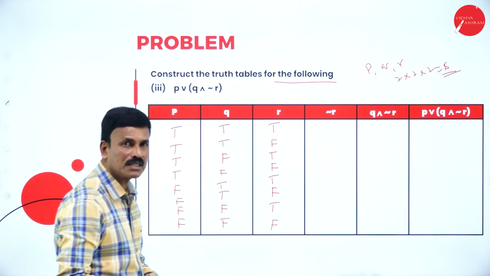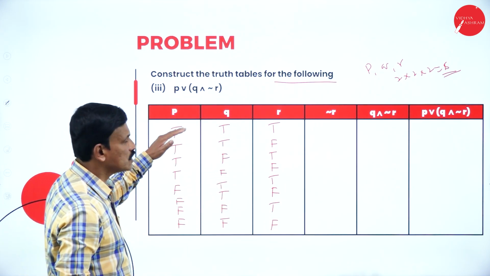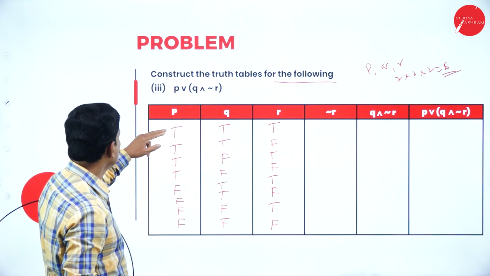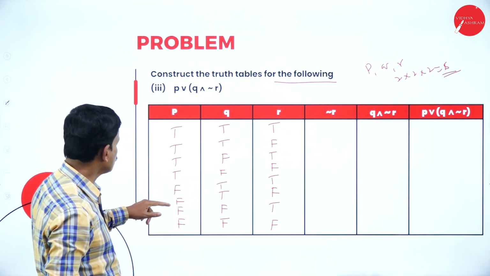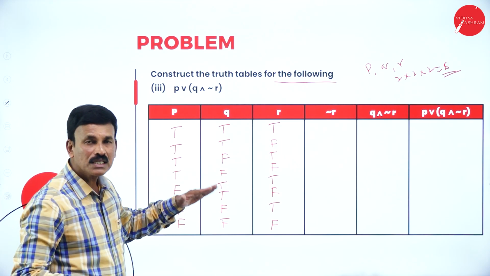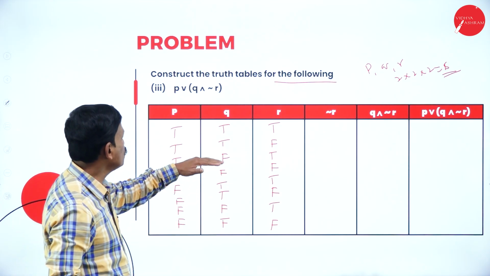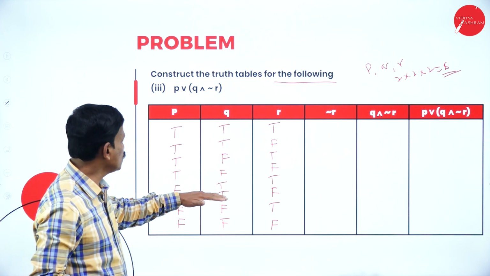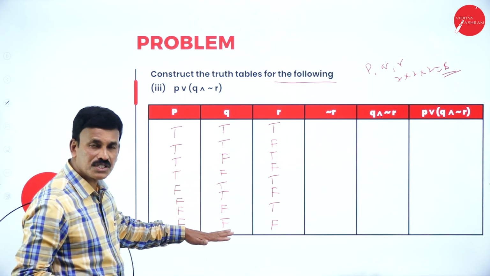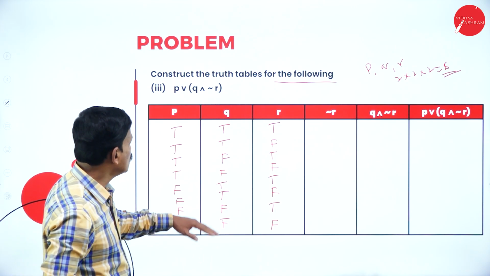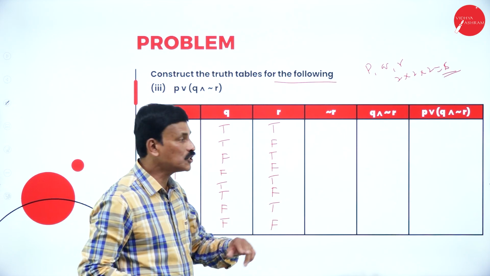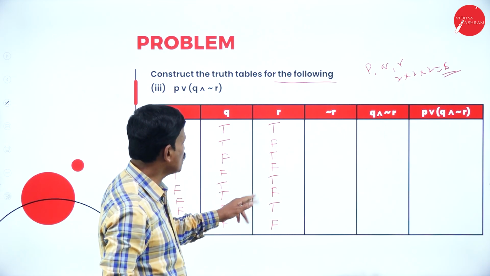This is the easiest method to remember the truth values whenever the three elements P, Q and R are given. For P, the first 4 are true, the remaining 4 are false. For Q, the first 2 are true, the next 2 are false, and again 2 true and the last 2 false: T, T, F, F, T, T, F, F. For R it is alternate: true, false, true, false, true, false, true, false.